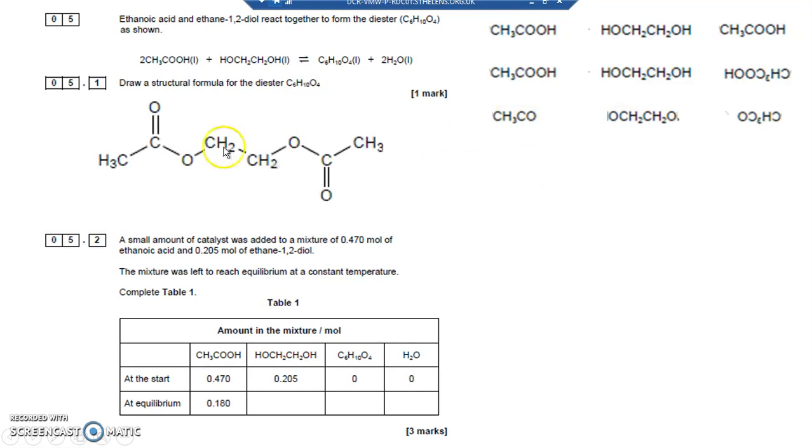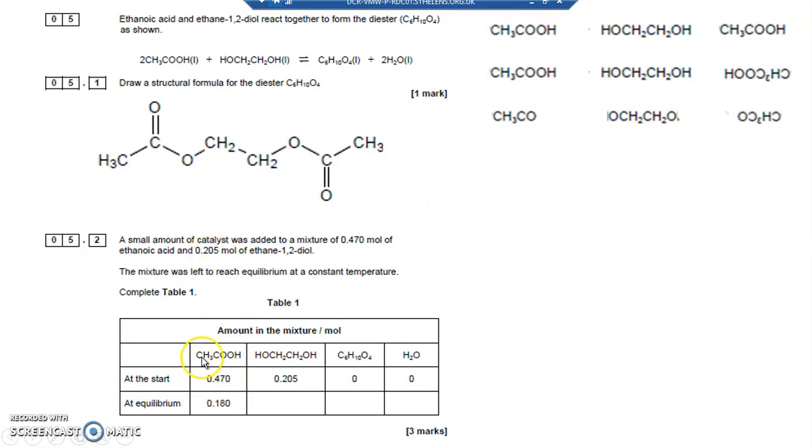I could draw it a little bit better if I wanted to, something like this: CH3CO, a double bond O, and then I've got an OCH2, CH2O, and then I've got a CO, a carbon to oxygen double bond there, and a CH3 at the end. Let's have a look what's happening next.